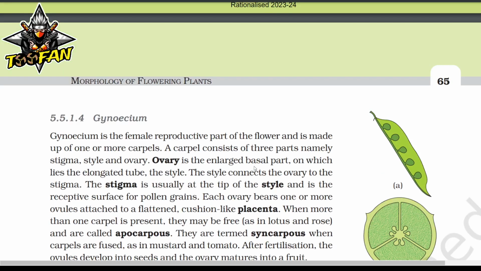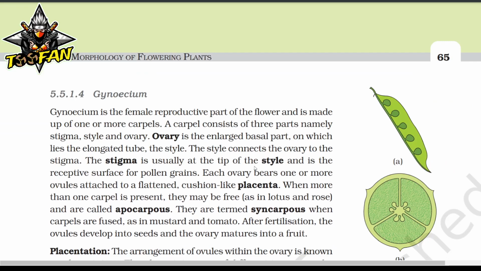Gynoecium. Gynoecium is the female reproductive part of the flower and is made up of one or more carpels. A carpel consists of three parts, namely stigma, style, and ovary. Ovary is the enlarged basal part on which lies the elongated tube. The style connects the ovary to the stigma. The stigma is usually at the tip of the style and is the receptive surface for pollen grains.